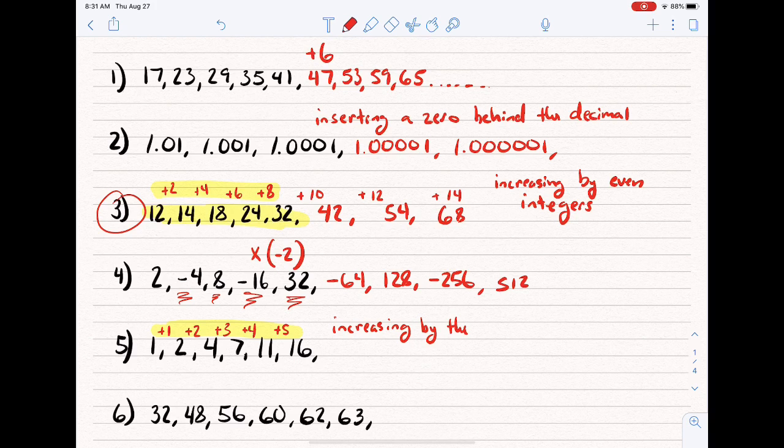by the counting numbers. Okay, really that's all it's doing. It's increasing by the counting numbers. So the next one would have to go up by 6. So that would make this 22. Then I've got to go up by 7, and making this 29. Go up by 8, 37. Go up by 9, 46. Go up by 10, 56, and so on.